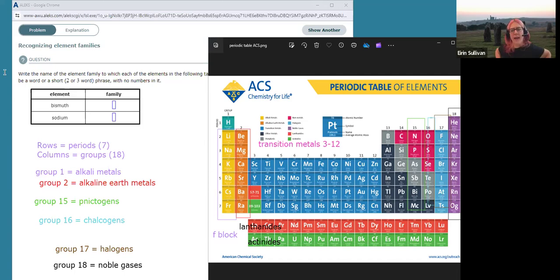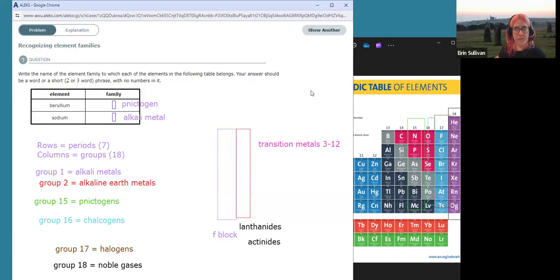So we are going to be asked several different kinds of questions, making sure we know the common names for groups if they have them, and can find our way around the periodic table. We're asked for the name of the element family that bismuth comes from. Bismuth is in group 15, so bismuth would be a pnictogen. And sodium over here, remember sodium is Na, is going to be an alkali metal.